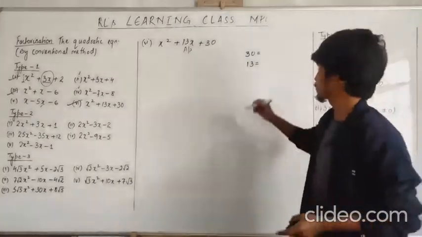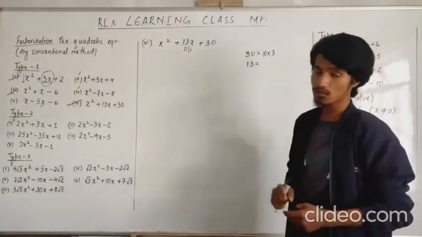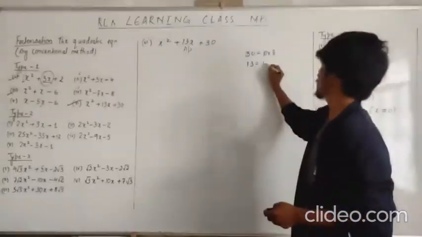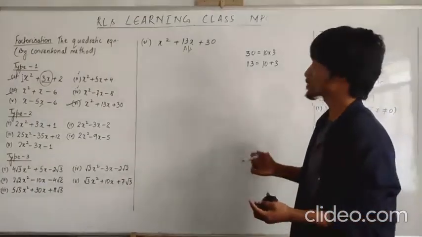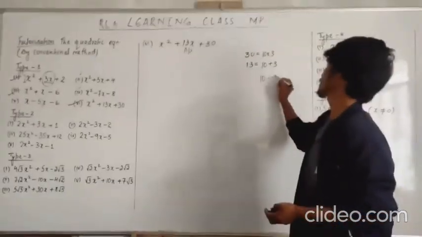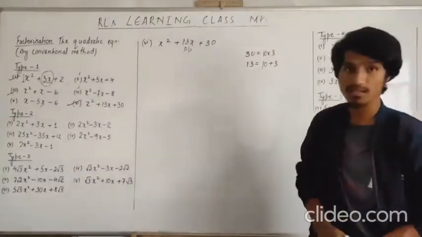Then I can try with another one. I can do this: 10 into 3. 10 into 3 is equal to 30. But 10 plus 3 is equal to 13. Then we don't need to subtract anymore, because 10 minus 3 is equal to 7. But here is 13. Then we don't need to take this one. Then we take this 10 plus 3.